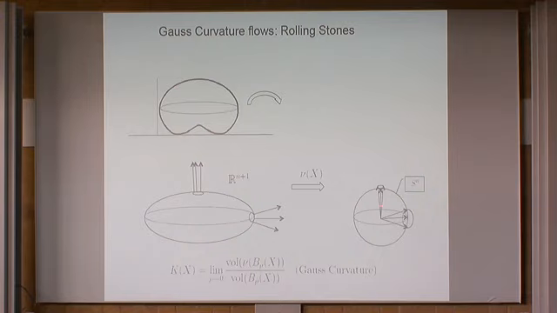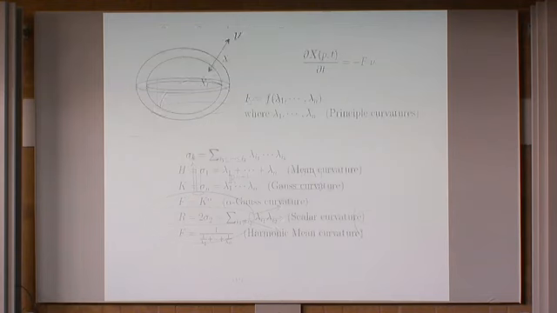So I look at the ratio of these two areas. This is the amount of the normal directions, and this is the given domain. And then you look at the volume and take a limit, then you end up with the Gauss curvature. So the speed is really related to the size of the Gauss curvature. And now let's look at the mathematical formulation.